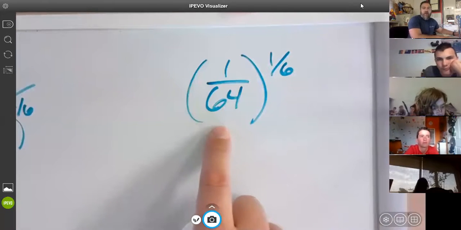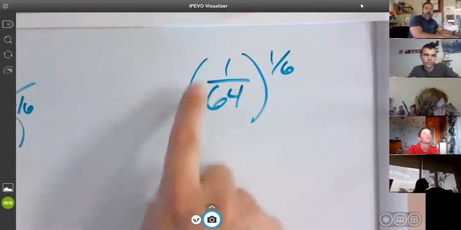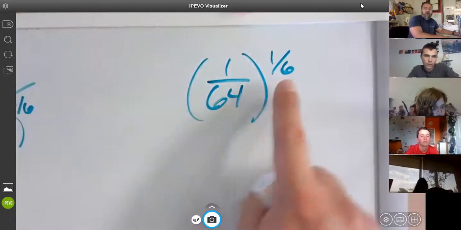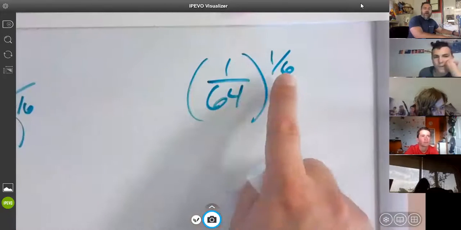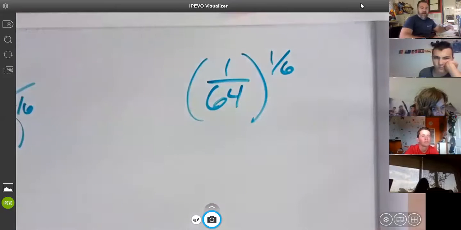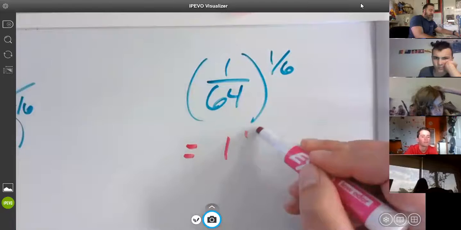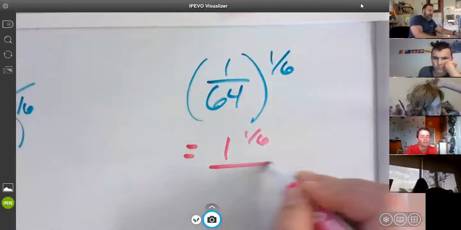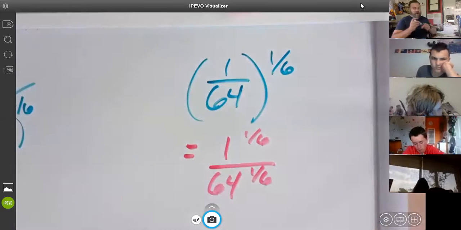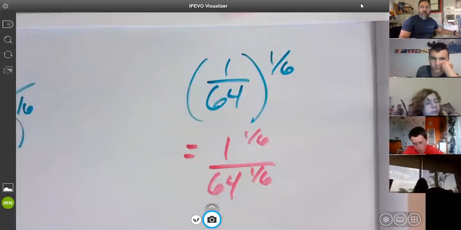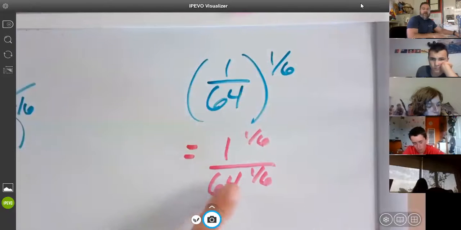And we're actually going to use a property from our section 4 notes right now. Basically, in section 4, it said, if I ever have a fraction raised to an exponent, regardless of what's in that exponent place, I can distribute that exponent into both numerator and denominator. Here's what I mean. So I can rewrite this as 1 to the 1/6 power on the numerator, and the denominator, 64, is also raised to the 1/6 power. This is one of the properties from section 4. Again, if I ever have a fraction raised to an exponent, both numerator and denominator are raised to that as well.